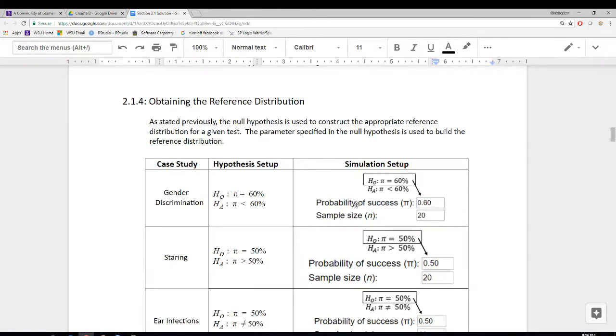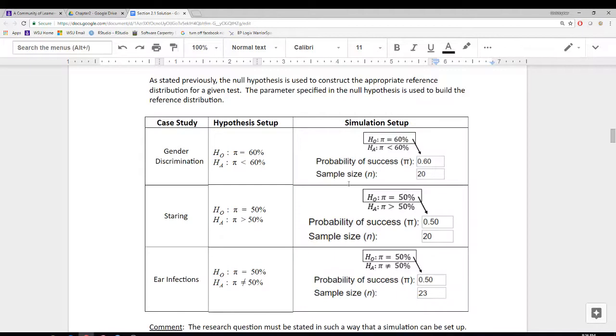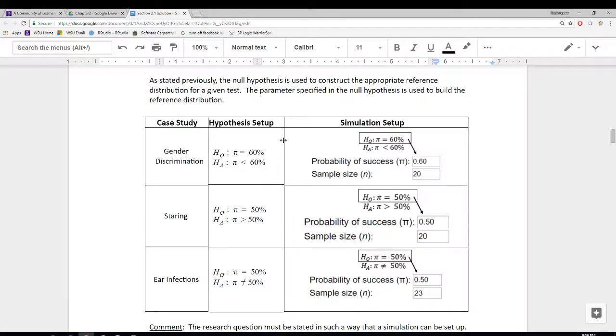Okay, how do we obtain the reference distribution, given this information about the null and alternative hypothesis? It's pretty straightforward. The null hypothesis is what is being used to set up the simulation study. So in the gender discrimination case, the parameter value under the null hypothesis was 60%, and therefore the simulation setup, the probability of success value that we use in building our simulation, is that parameter value of 60%.